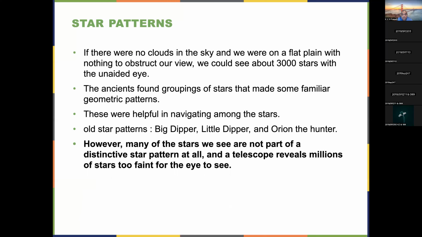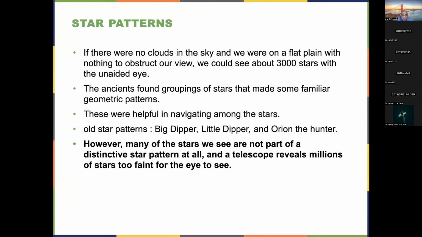So if there were no clouds in the sky and we were on a flat plane with nothing to obstruct our view, we could see about 3,000 stars. So your answer is pretty close to that with the unaided eye. So that is a general number that we have.